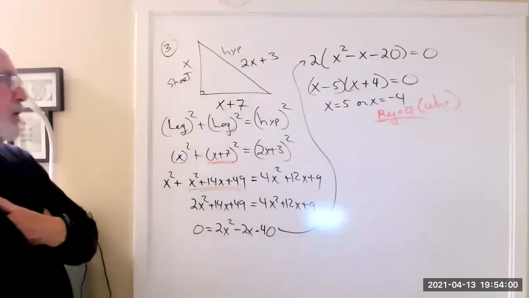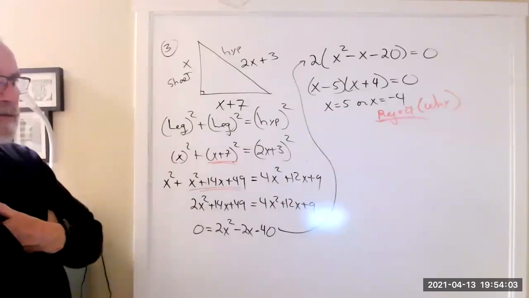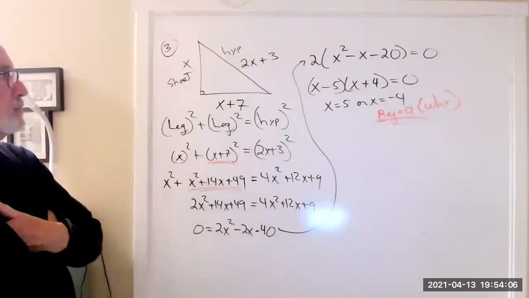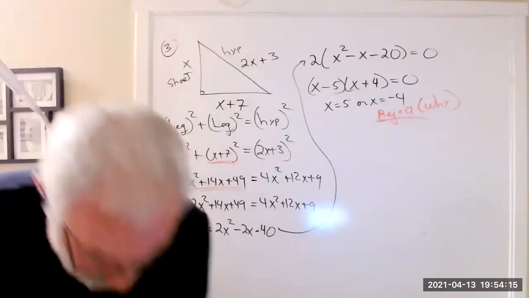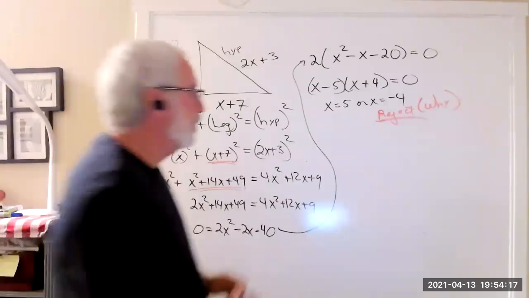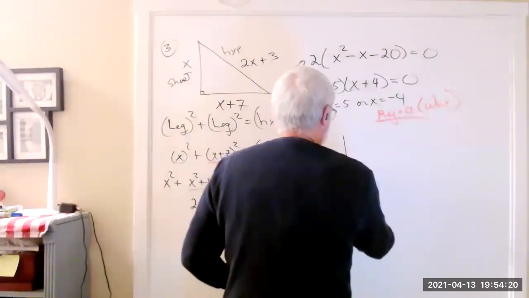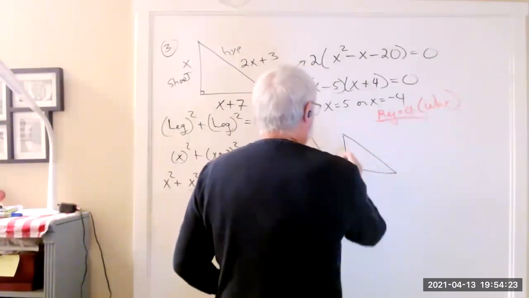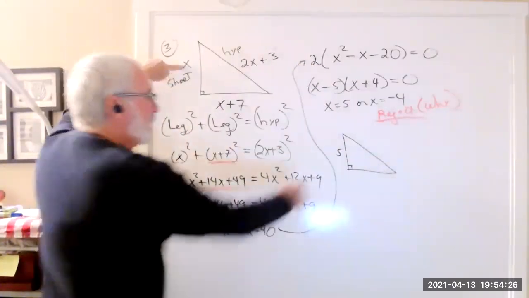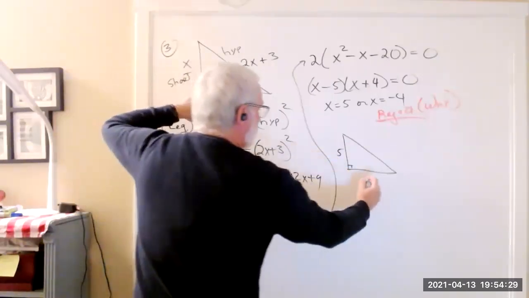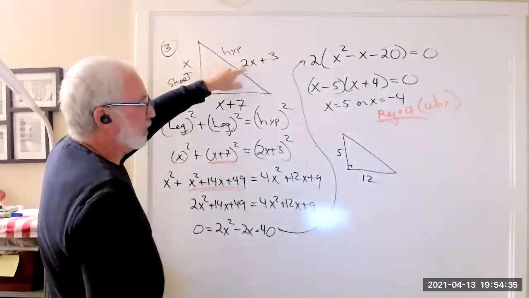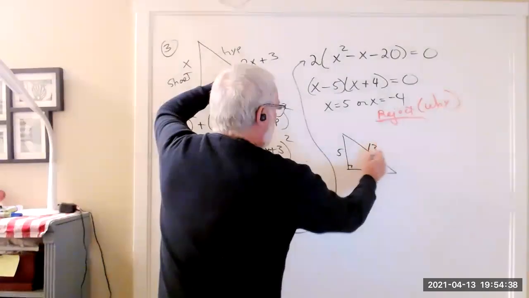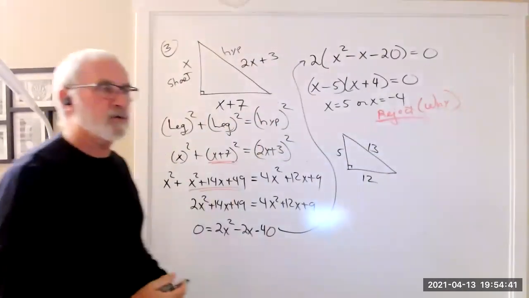Any questions down to my 2 answers, 5 and -4? Anybody have any questions down to that point? Okay. Then, what does the question say? Find the area and perimeter of this triangle. So let's look at what we have here. If x is 5, then 5 plus 7 is 12, and 2 times 5 plus 3 is 13. So that's my actual triangle, 5, 12, 13.